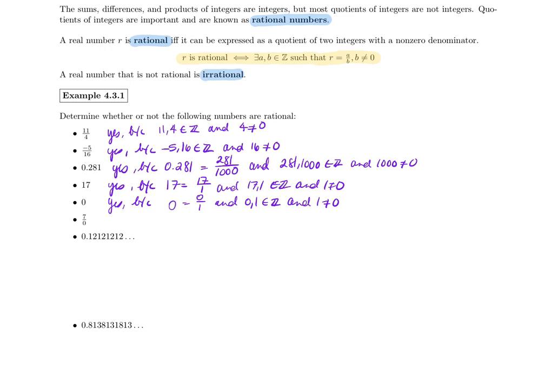But then I gave you a nice, clear example of what is not a rational number: 7 divided by 0. Immediately we say, no, no, no. We're dividing by 0. This is not a rational number. So here we're going to say no, because 7 and 0 are integers, but 0 is in the denominator.